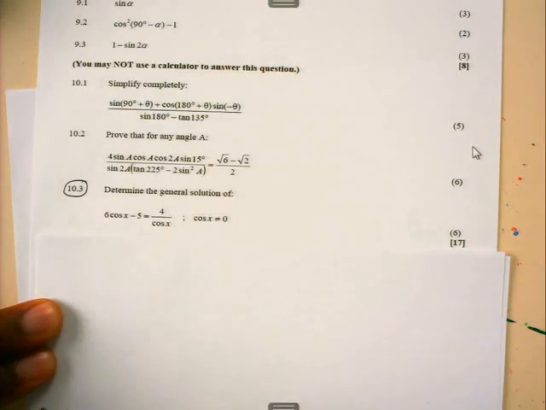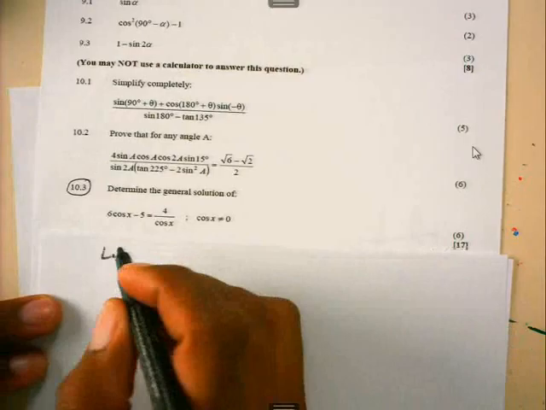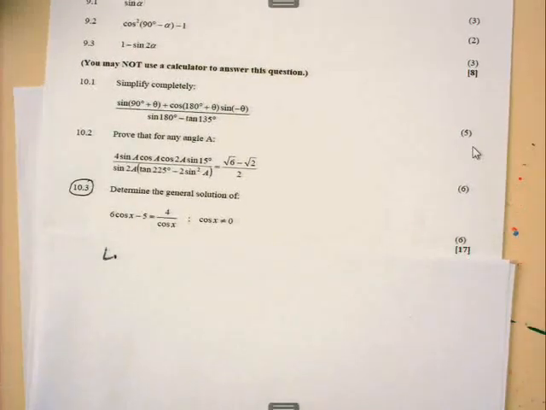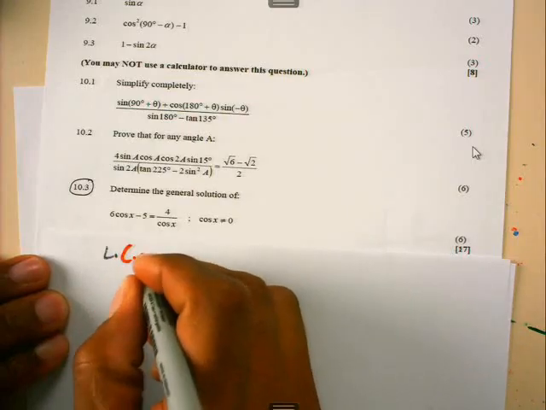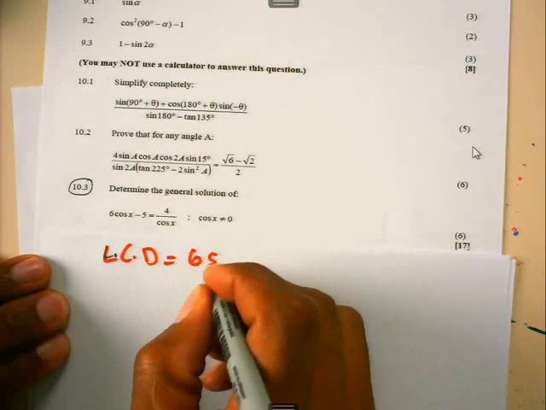Yes, of course. First of all, we need to multiply everything here by the lowest common denominator. What is the lowest common denominator? It is cos x. Then we take the lowest common denominator, which is cos x, and we multiply each and every term here by the LCD.